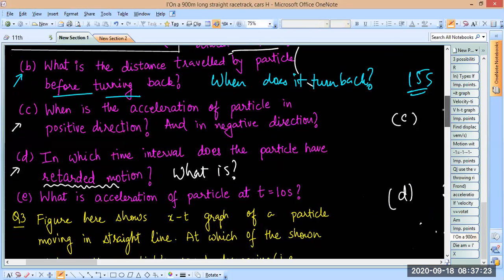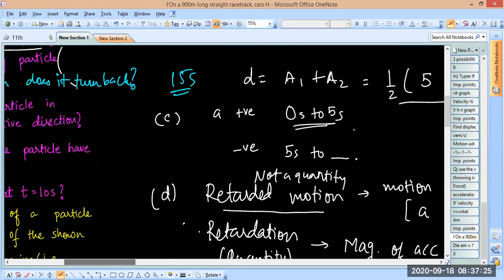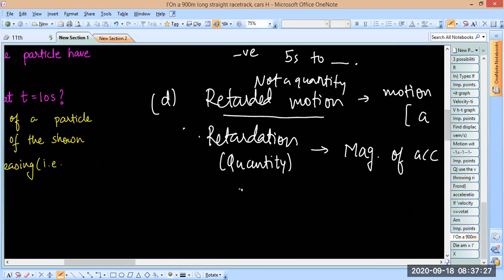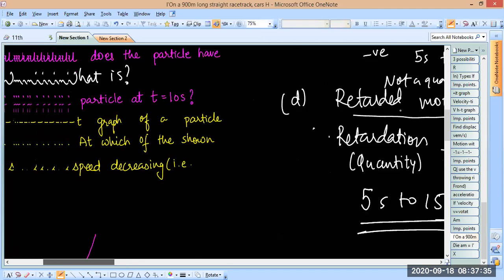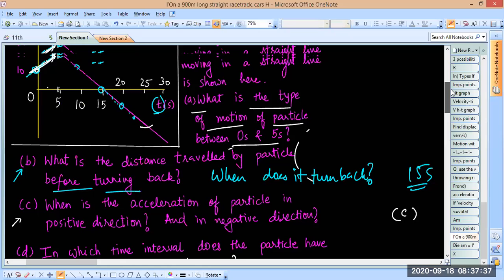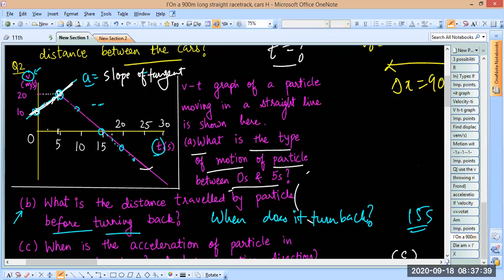The correct answer is 5 second to 30. Sorry, 5 second to 15 seconds. This is the correct answer. All right, let me show you why. Have a look at this graph. We are looking for velocity and acceleration to be in opposite direction.